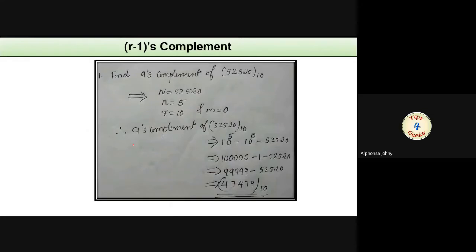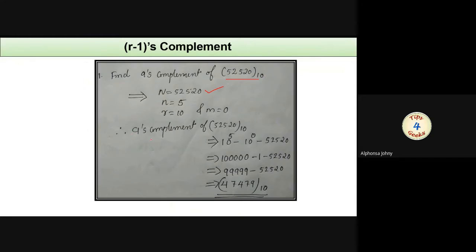Let's see the computation of 9's complement in the case of the decimal number system with base equal to 10. For the example, we are considering the number 52520 to the base 10. So capital N is equal to 52520 as given in the question. Then small letter n is the number of digits in the integer part. So 1, 2, 3, 4, 5. Small letter n is equal to 5. Small letter m is equal to 0, since there are no digits in the fractional part, and r is equal to 10 since it is a decimal number.